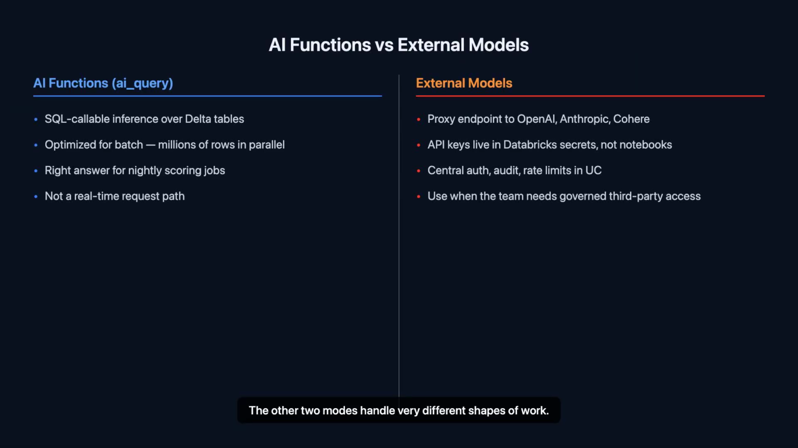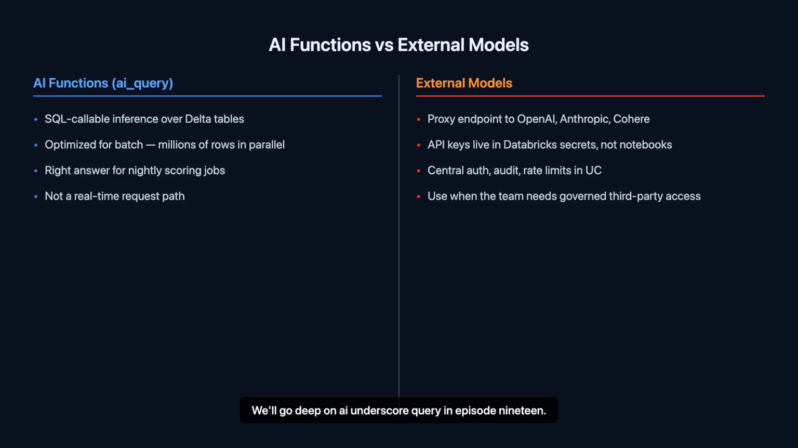The other 2 modes handle very different shapes of work. AI functions, accessed through ai_query in SQL, run inference over delta tables. They're optimized for batch, millions of rows scored in parallel, which makes them the right answer for nightly scoring jobs. They're not a real-time request path. We'll go deep on ai_query in episode 19.